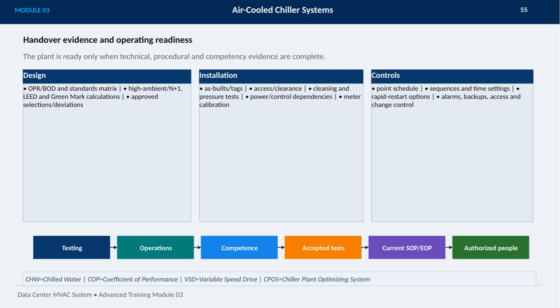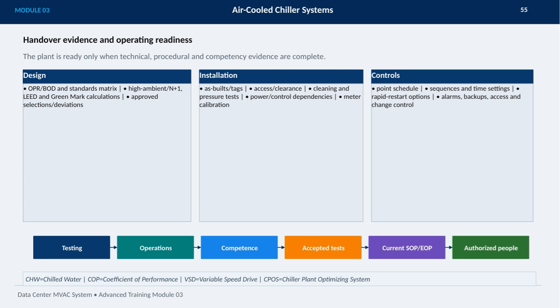Moving to installation, we must verify as-built documentation, proper tagging, adequate access and clearances, thorough cleaning and pressure testing, electrical and control dependencies, and meter calibration. For controls, important factors are the point schedule, operational sequences and timing, rapid restart options, alarm and backup systems, and strict access and change management. Testing must be accepted and documented.